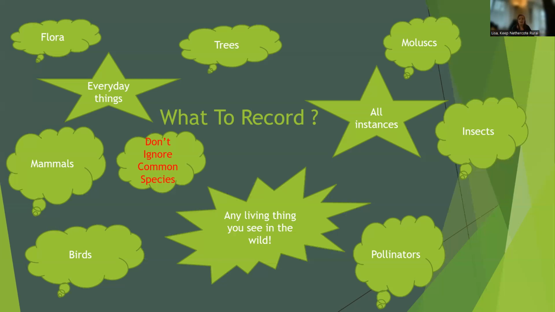So literally any living thing that you see, and all instances, because of course, if you see something once, say, I don't know, a woodpecker flies into your garden, you take a picture and you record that, and then the next day it comes back, or a week later it comes back, and you don't record it again, who's to say that that wasn't just a one-off? So if you want to be evidencing that something is present in your area, then you need to be demonstrating that by recording multiple instances.